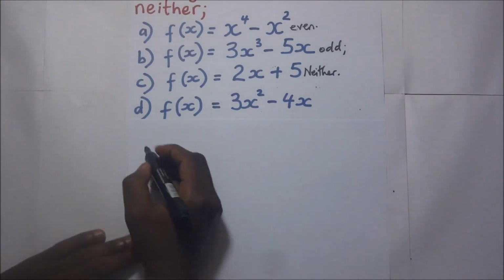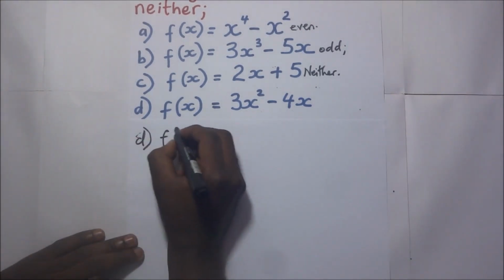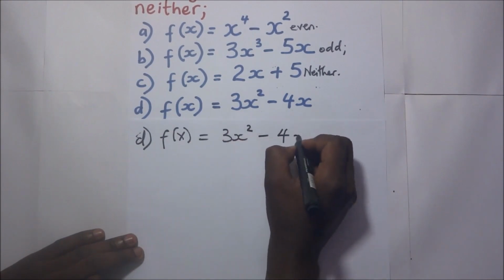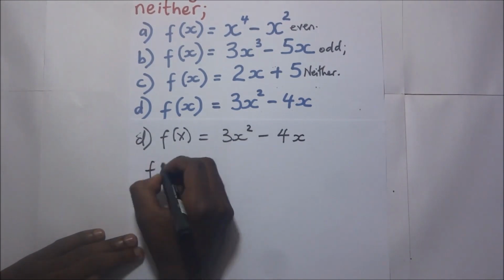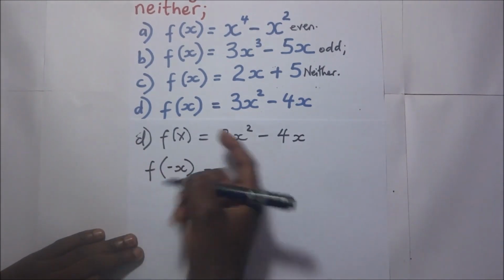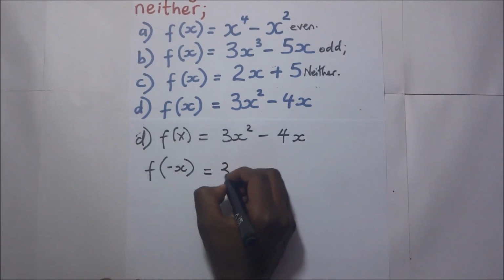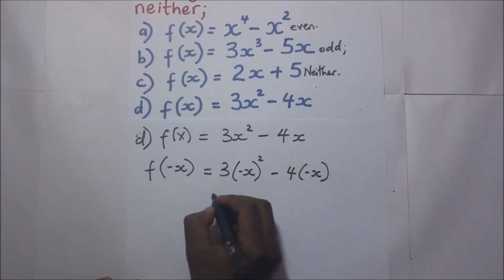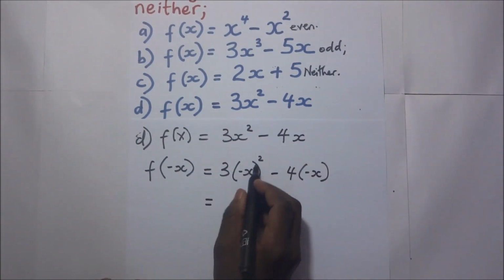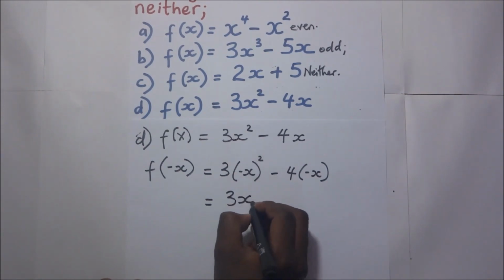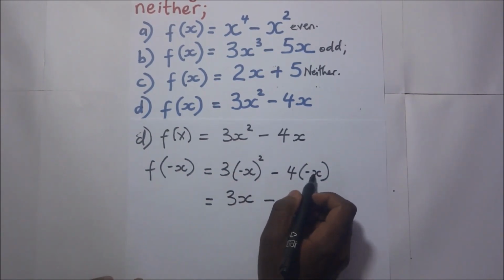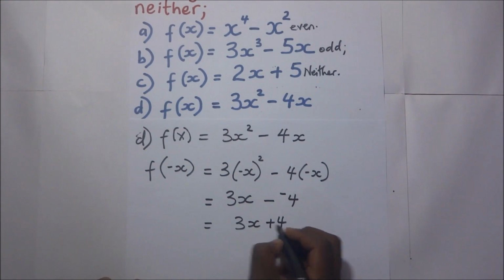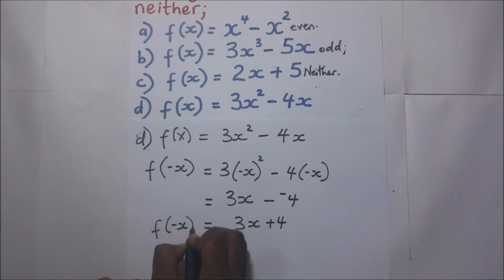Now we have part D. The function D is f of x equal to 3x squared minus 4x. Let's plug in the negative. F of negative x, what do we get? Does it return the same function? That's going to become 3 into negative x squared minus 4 into negative x. Negative x squared is still going to give us 3x squared, minus negative 4x, of course it's minus negative 4x. This is more like 3x squared plus 4x. That is f of negative x giving us that.